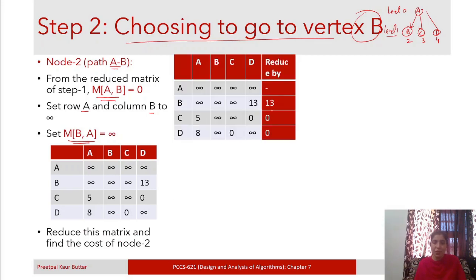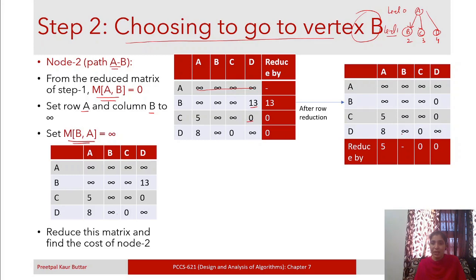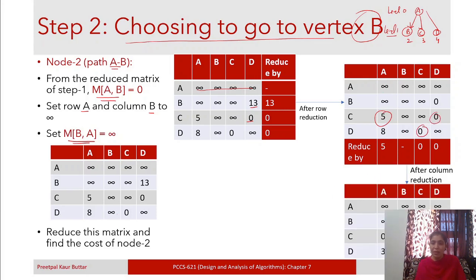So first is row wise reduction. In this row all values are infinity, so we cannot reduce it. Here the minimum value is 13, 0 and 0. So when we reduce it, this is the resultant matrix, and now from this we will reduce it column wise. So in this column the minimum is 5, here it is infinity, then 0 and 0. Okay, so when we reduce it we get this matrix. So we have reduced it by rows as well as by columns.